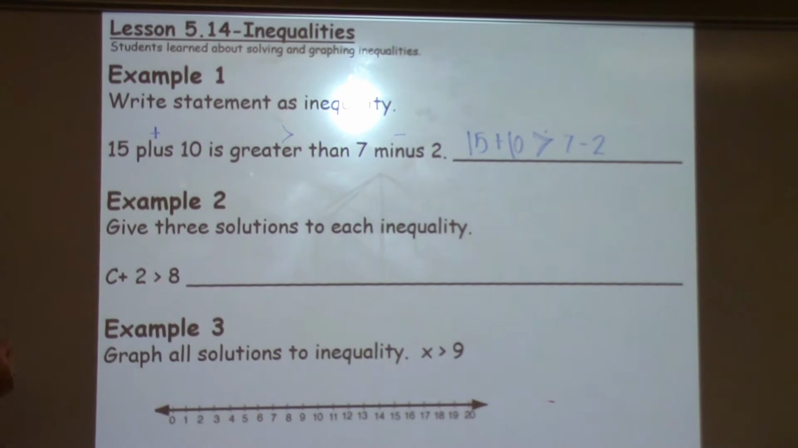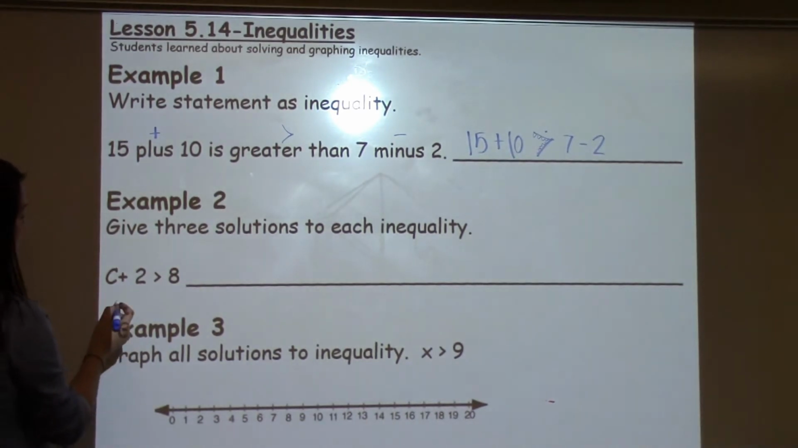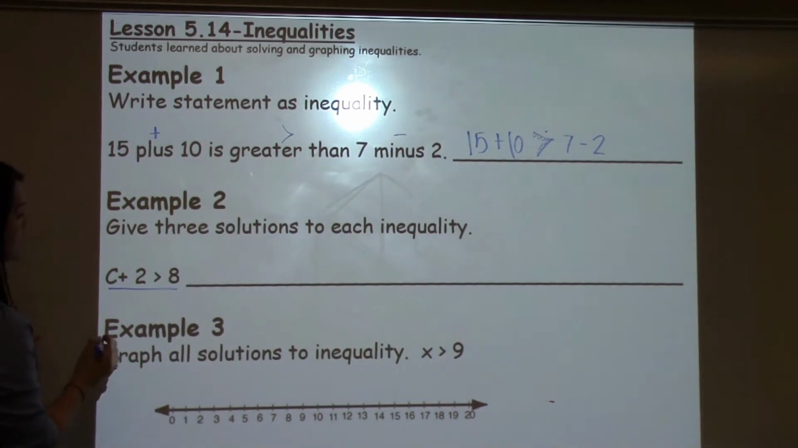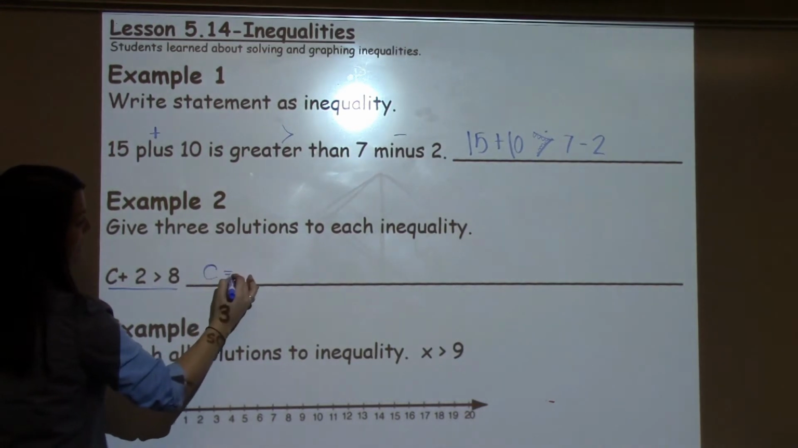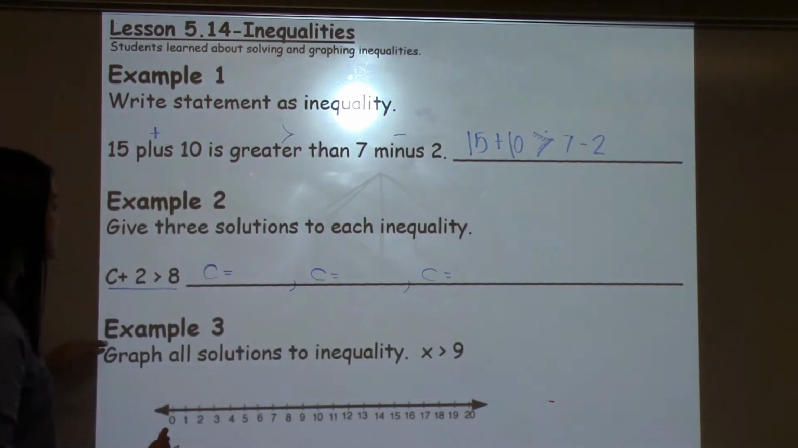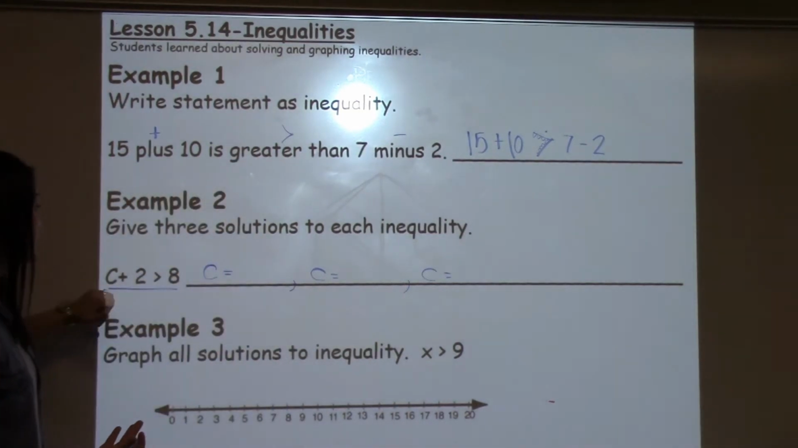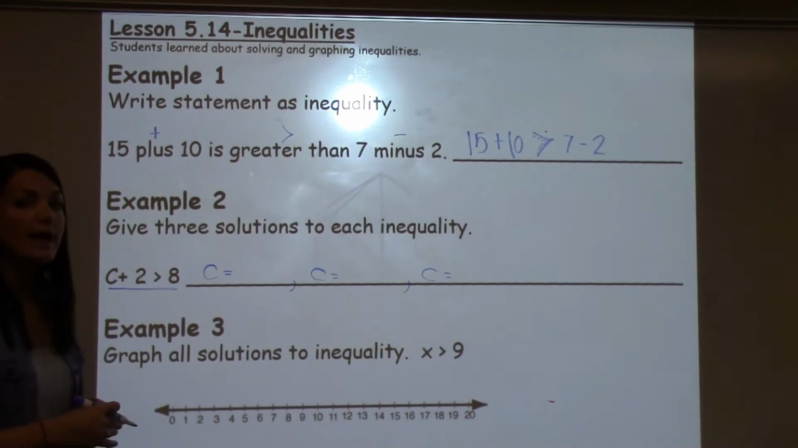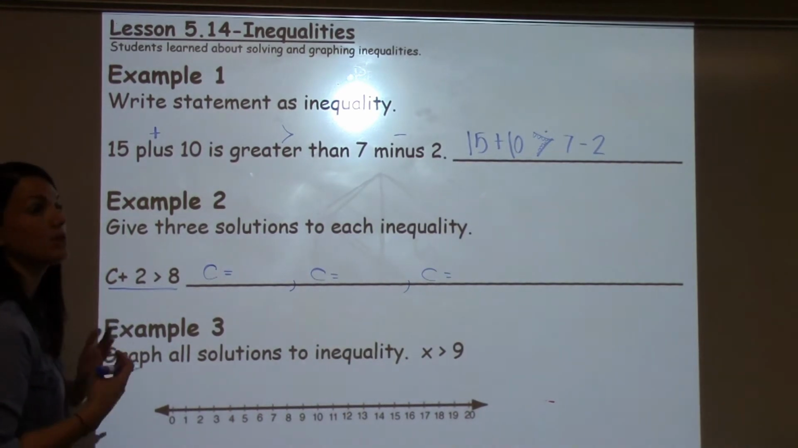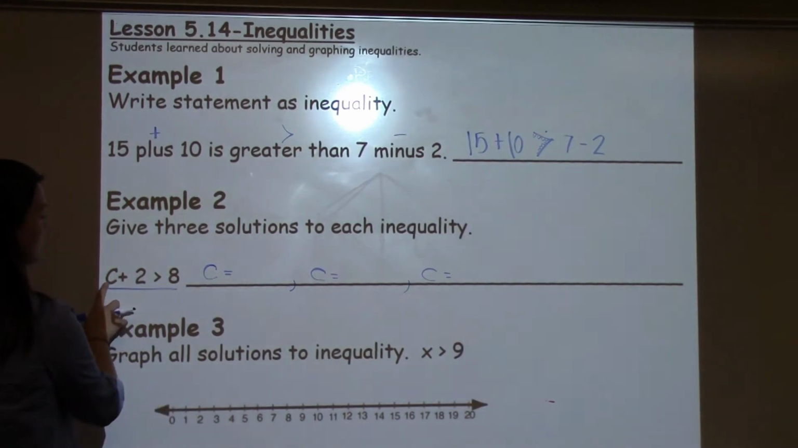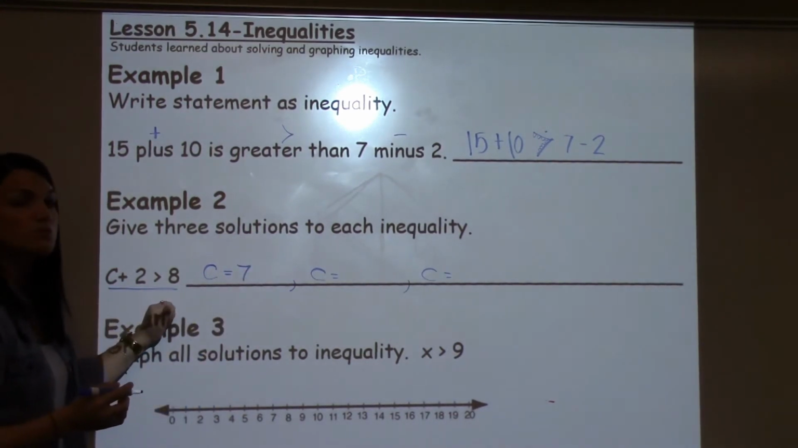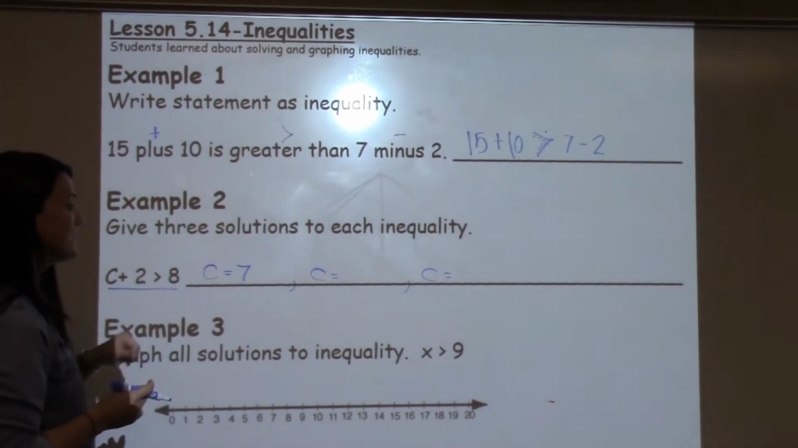The next example says give 3 solutions to each inequality. The inequality I have here is c plus 2 is greater than 8. In order to show 3 solutions, I have to come up with what c could equal in 3 different examples where this would be a true statement, that c plus 2 would be greater than 8. Well, I need to come up with any number plus 2 that's going to be larger than 8. The first thing that comes to mind would be 7, because I know 7 plus 2 is 9, which is just 1 greater than 8. So I know that c can equal 7.